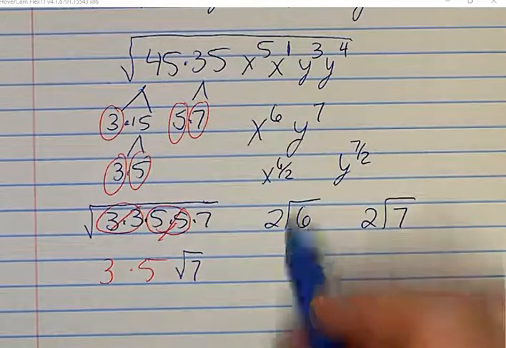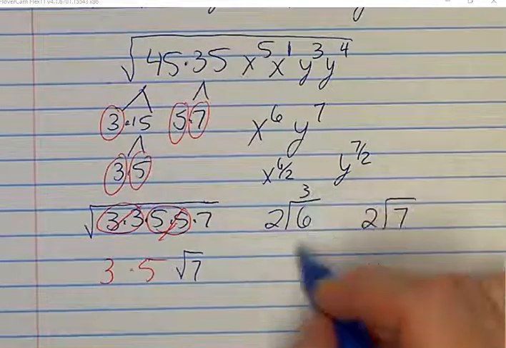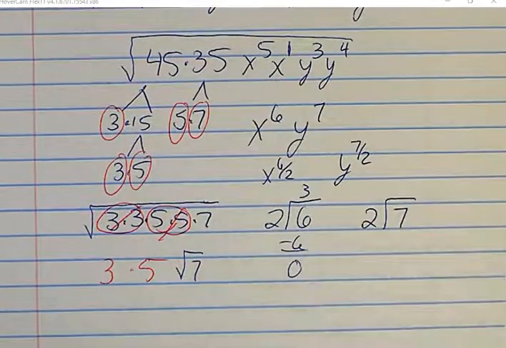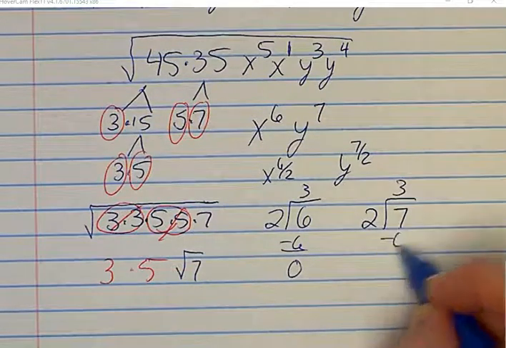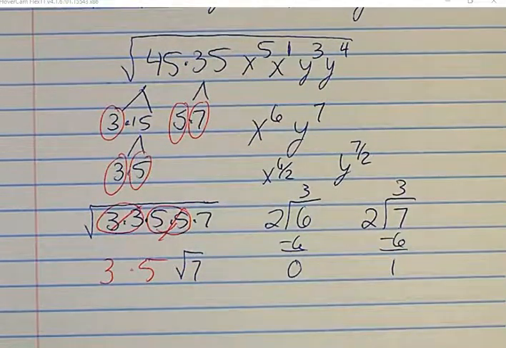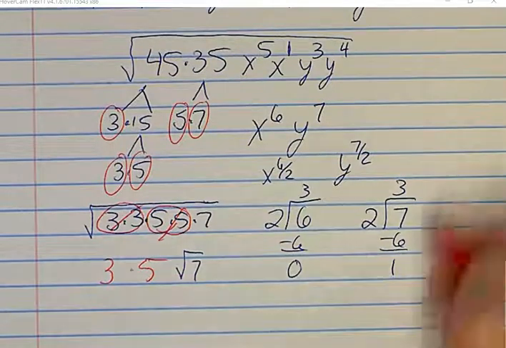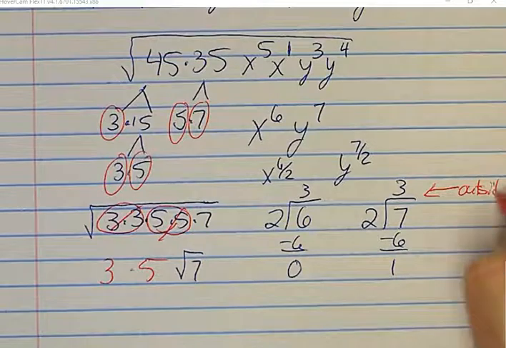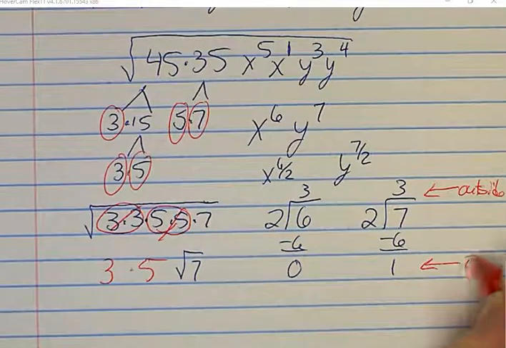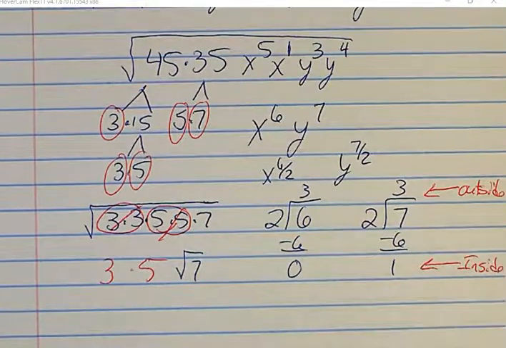And for the x's, 2 goes into 6 3 times with no leftovers. For the y's, 2 will go into 7 3 times with 1 leftover. So everything up here on the top goes outside. Everything left over is what's left over on the inside.